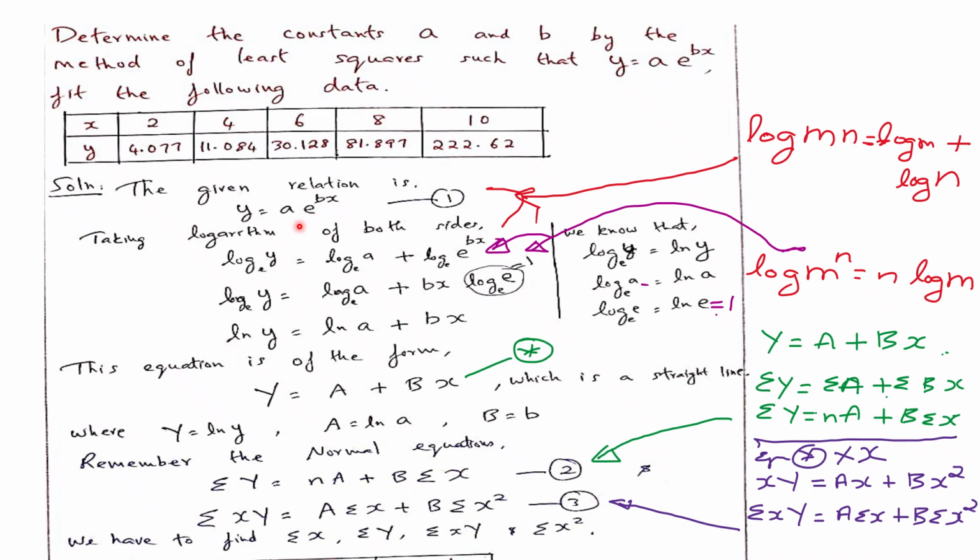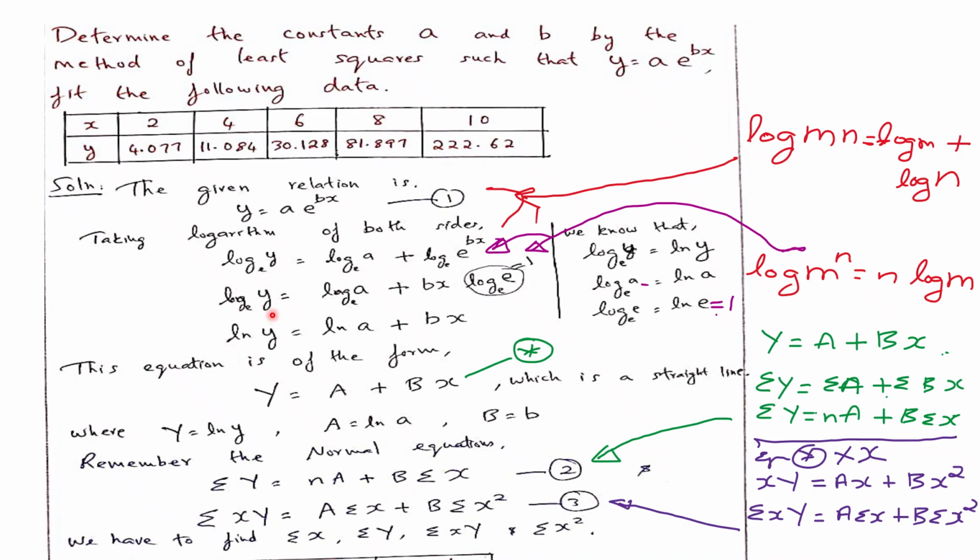So when we take logarithm, equation 1 now becomes log y base e is equal to log m, m means a, so log a base e, plus log n. What is n? n is e to the power b into x. So log base e, e to the power bx. This is just using the formula log mn is equal to log m plus log n. So from here we'll go to the next step.